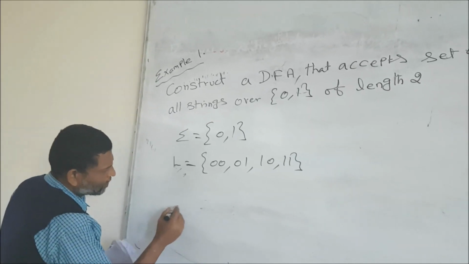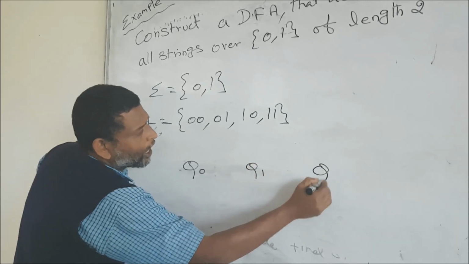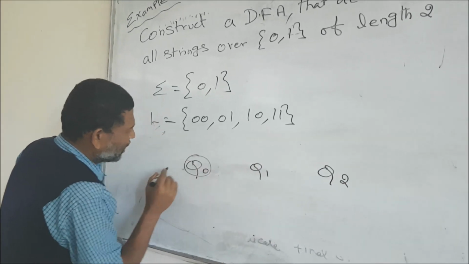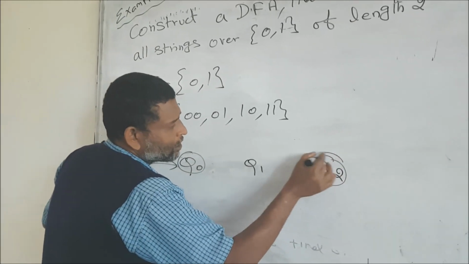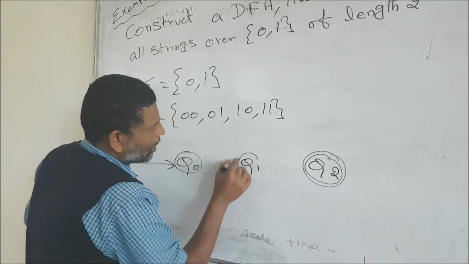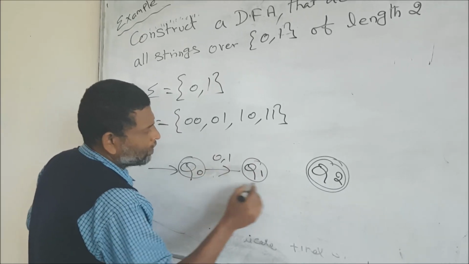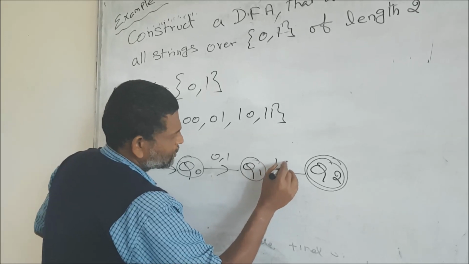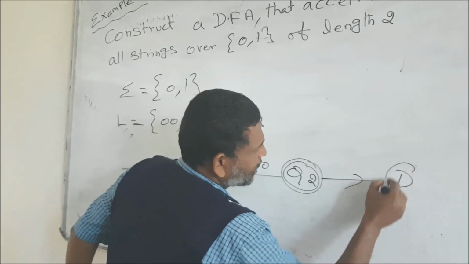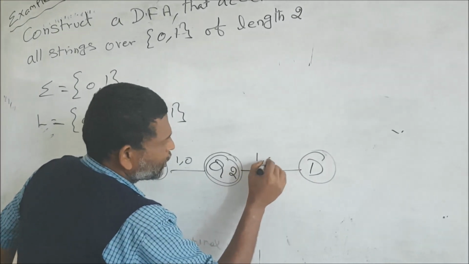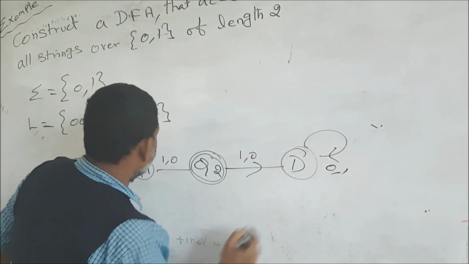Now we will draw the diagram. Q0 is the initial state, then Q1 and Q2. The initial state starts with an arrow, the final state is a double circle, and the other states are single circles. The transitions are on 0, 1 between the states, and then there is a don't-care state D, which has a self loop on 0, 1.